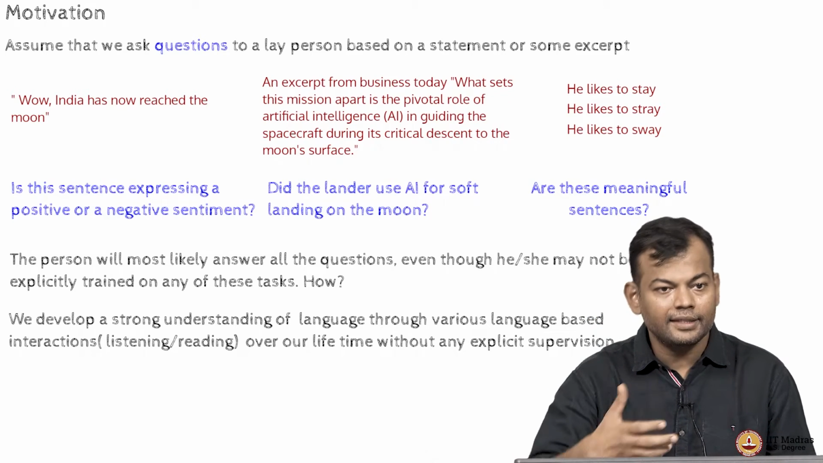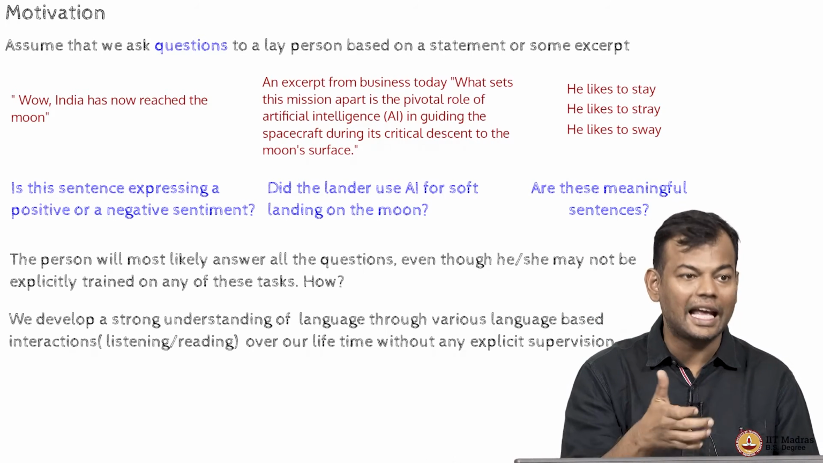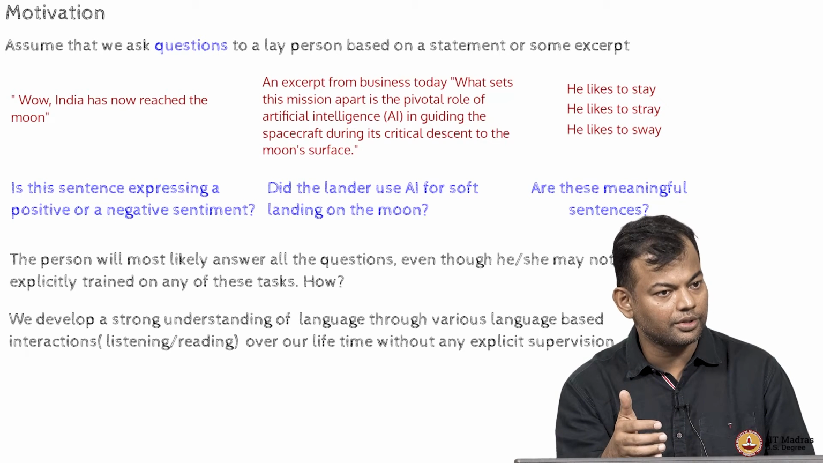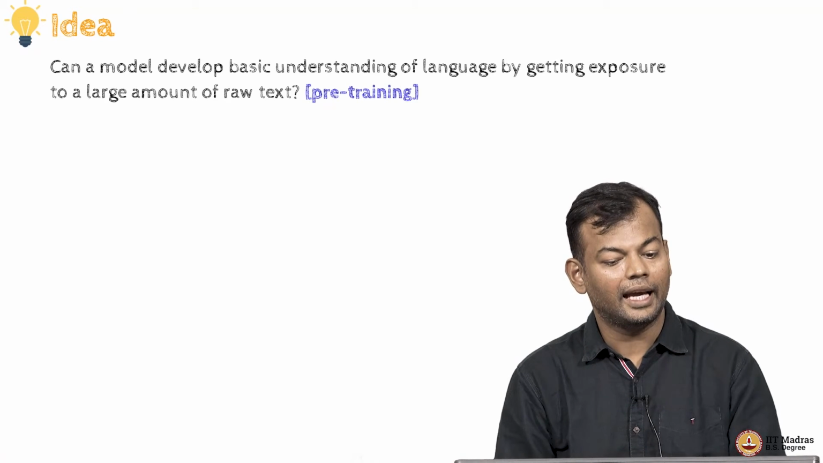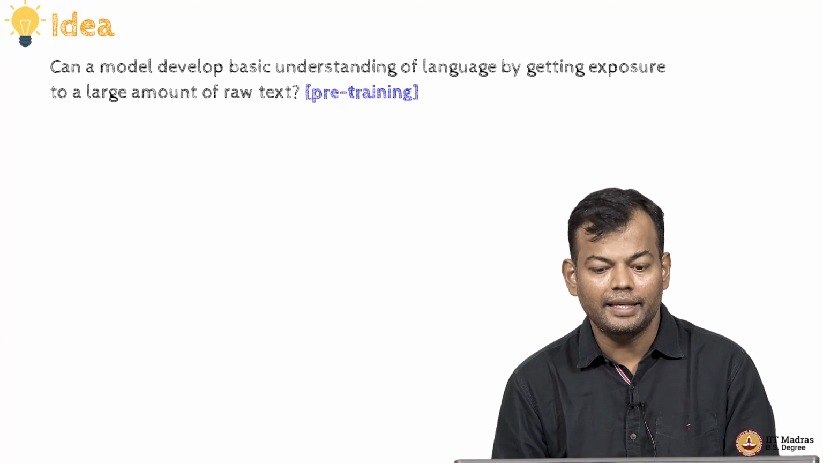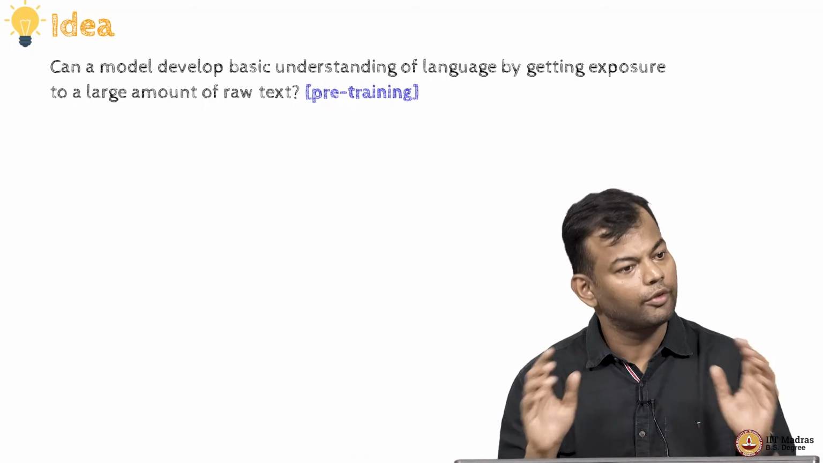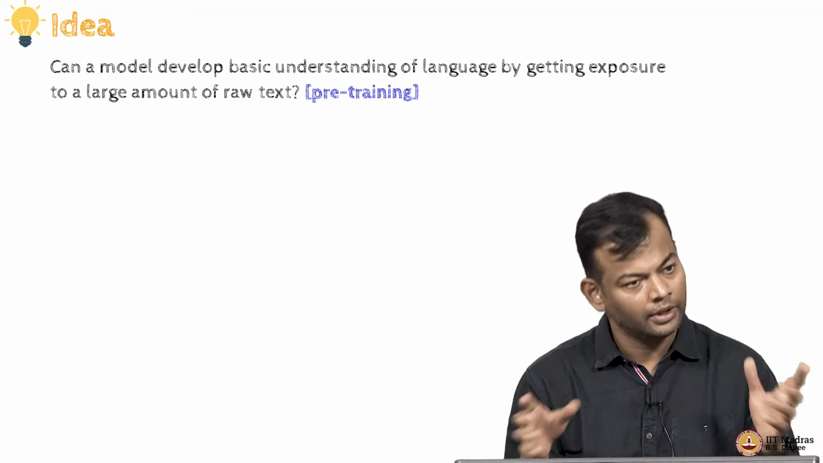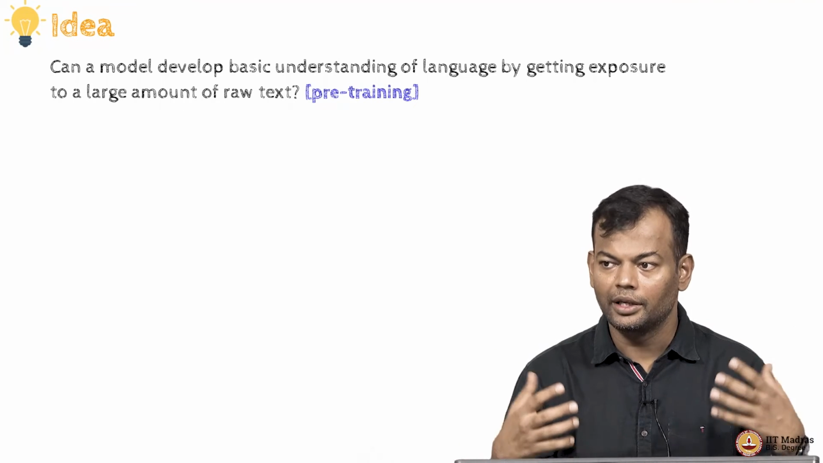And that makes us better at these very refined tasks without anyone explicitly teaching us how to do those tasks, right? Does that make sense? Yes. So now can we use this same idea, that can a model develop a basic understanding of language by getting exposed to a large amount of raw text? That is what is happening in your case. You are getting exposed to a large amount of raw text, right?